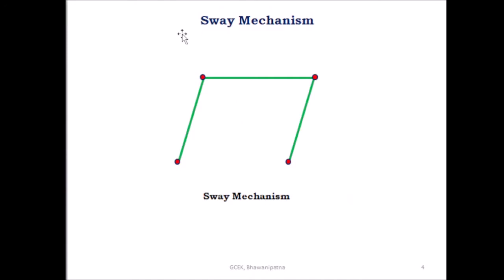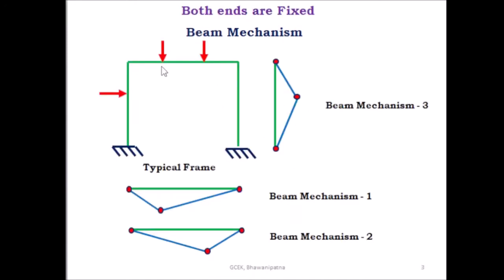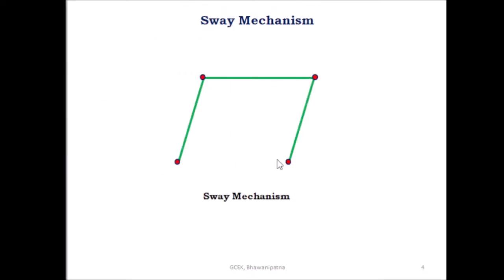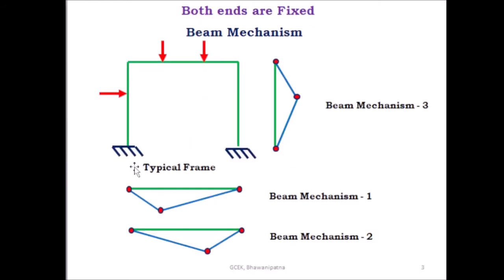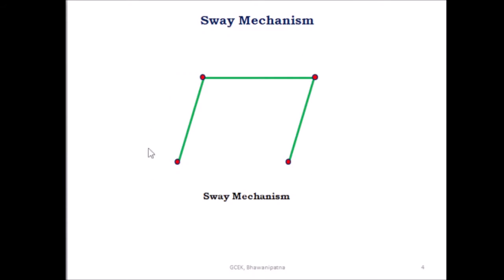Then the next mechanism, this is the sway mechanism. The both ends of the frame are fixed. So in this case, the sway mechanism takes place. So here 4 plastic hinges will be found, that is this is the column and this is the beam. So here at the bottom of the column 1 plastic hinge, and at the top of the column 1 plastic hinge, and here this side also 1 at the bottom, and at the top 1 plastic hinge. If the ends are fixed, then in this case the plastic hinge will be found at the bottom end here. So this is the sway mechanism.